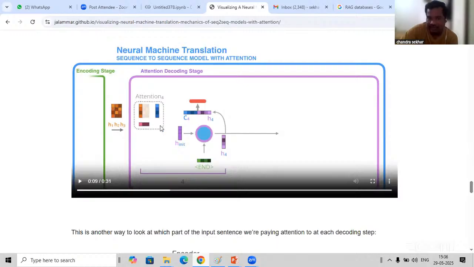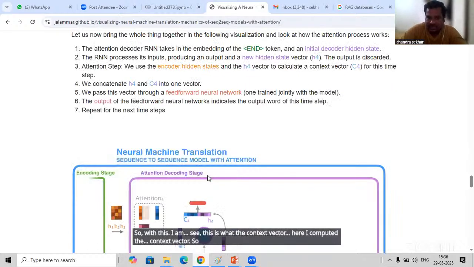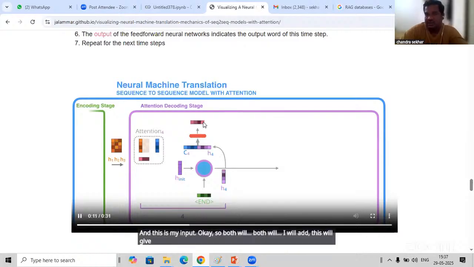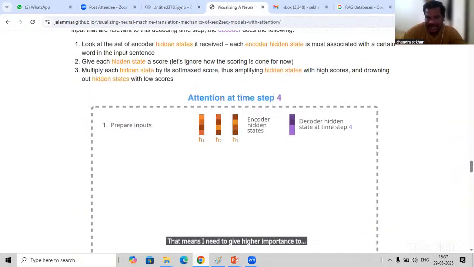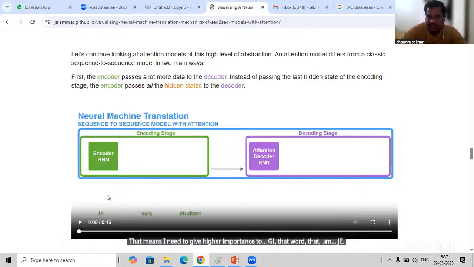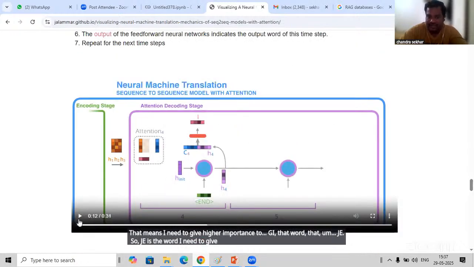See, this is the context vector. Here I computed the context vector. So this is my context vector and this is my input. Both I will add, and this will give the output. For this output, I need to give more importance to this hidden state. That means I need to give higher importance to that word, JE. So JE is the word I need to give more importance. Now see, next, the output forms as an input to this node.